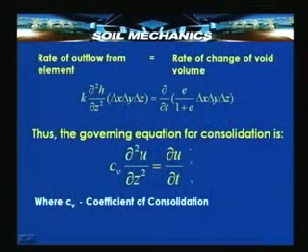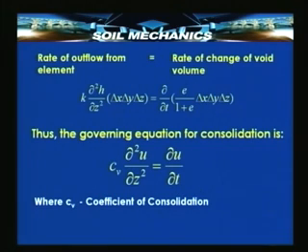So, this slide briefly summarizes the beginning of the derivation for the mathematical expression. Rate of outflow from the element is equal to the rate of change of void volume, and the volume is delta x, delta y, delta z. This led us to the derivation of the differential equation for consolidation, which is Cv ∂²u/∂z² = ∂u/∂t. This expression shows that u is a function of z as well as a function of time.